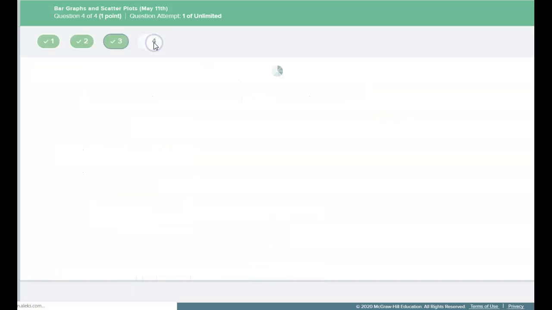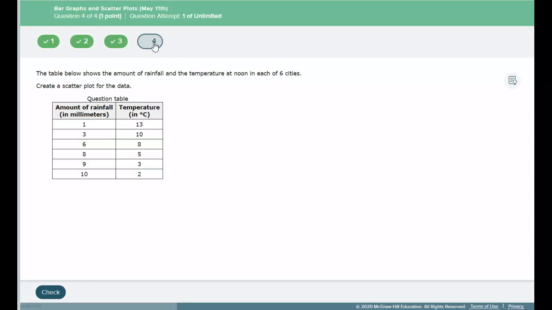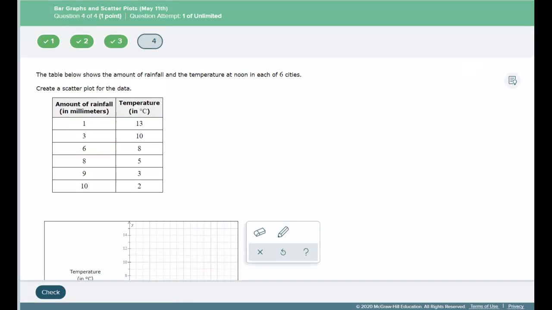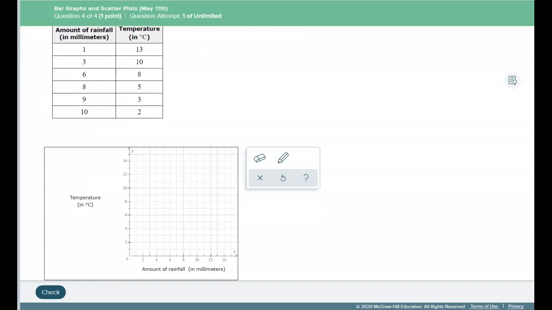And then let's look at our last one. And it says, the table below shows the amount of rainfall and the temperature at noon in each of 6 cities. Create a scatter plot for the data. So again, it's giving me one column with the amount of rainfall and one with the temperature. And then if I look at my graph, it tells me that my y-axis is the temperature, so that would be these numbers, and my x-axis is the amount of rainfall, which is these. So again, I just want to go ahead and graph those.